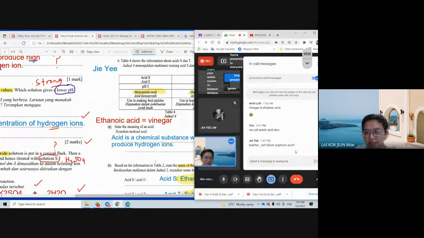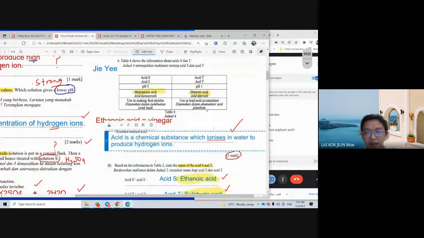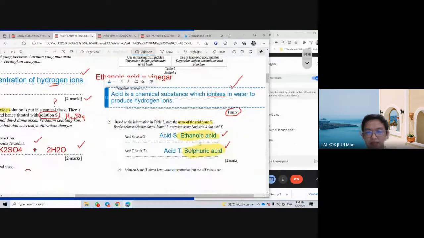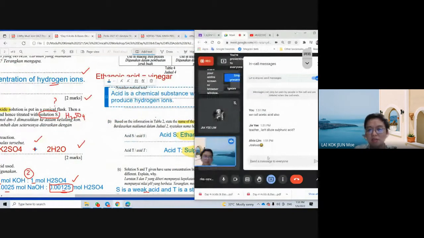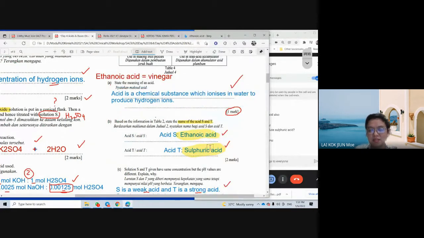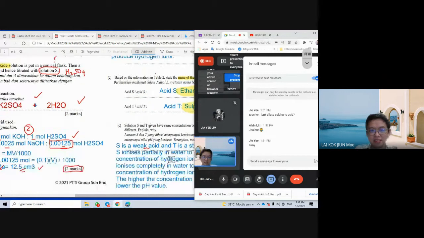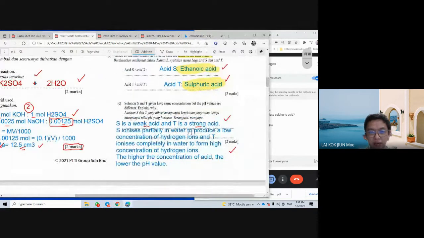Dilute sulfuric acid. JE says you want dilute. Why do you want dilute? They say name only, ma. Name says no need, lor. JE, name only, so you just give sulfuric acid. They never ask you dilute or concentrated. Oh, okay, JE, continue. JE, this question, 2 marks here.